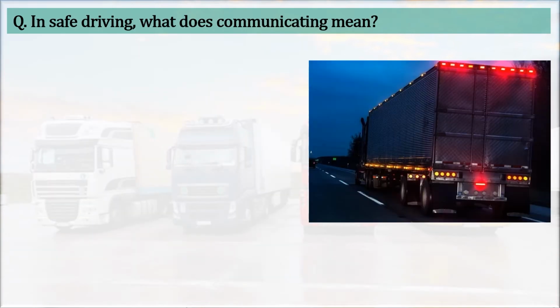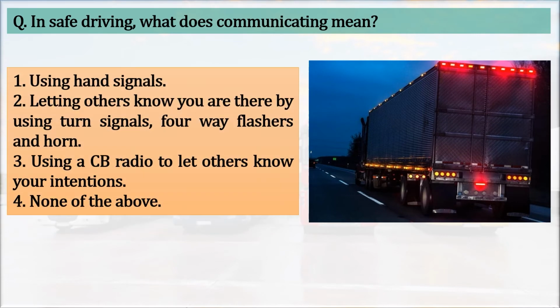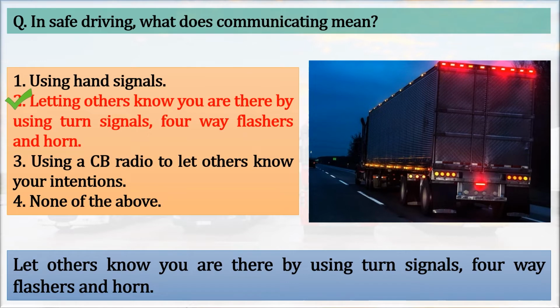Question: in safe driving, what does communicating mean? Option number 1, using hand signals. Option number 2, letting others know you are there by using turn signals, four-way flashers and horn. Option number 3, using a CB radio to let others know your intentions. Option number 4, none of the above. The answer is option number 2, letting others know you are there by using turn signals, four-way flashers and horn.